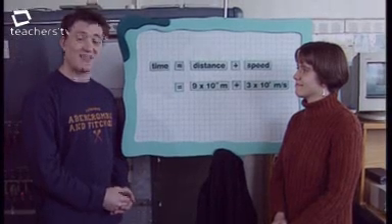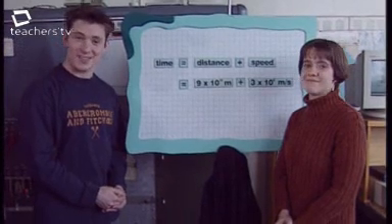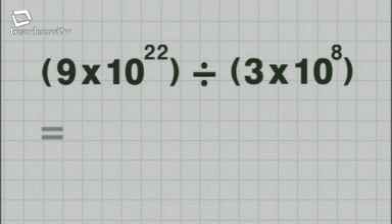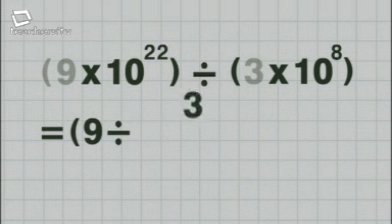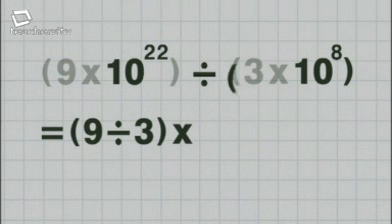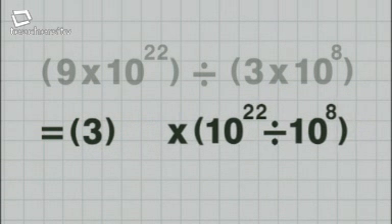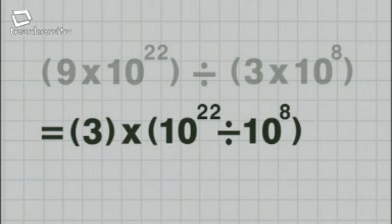Now this is how you divide in standard form. First, rearrange the sum, grouping the ordinary numbers together and the powers of 10 together. Next, divide the front figures. 9 divided by 3 is 3. And then deal with the powers of 10.